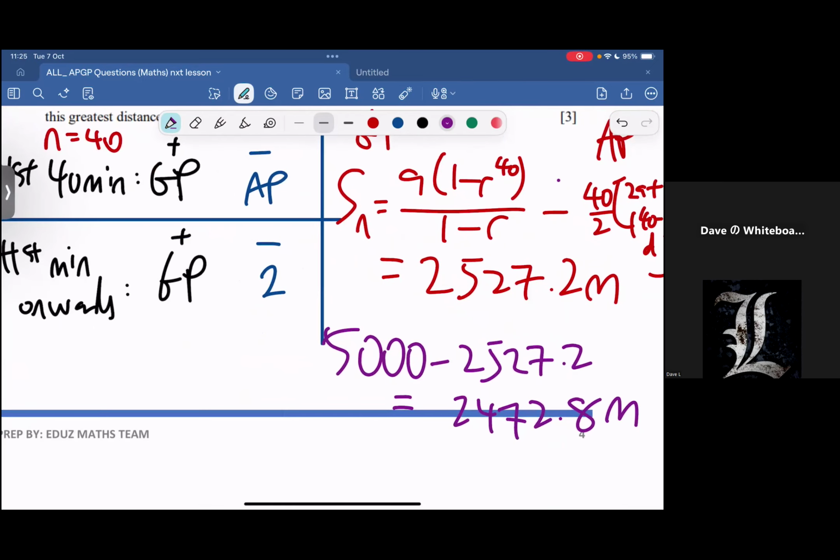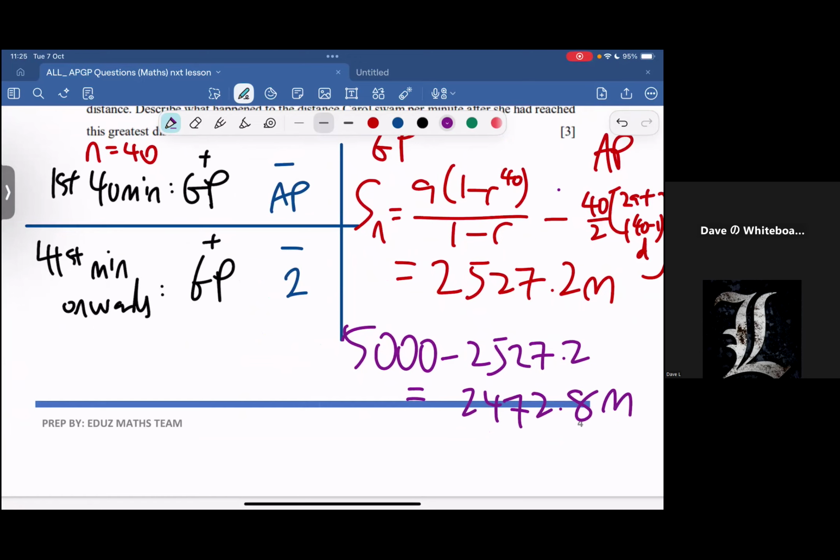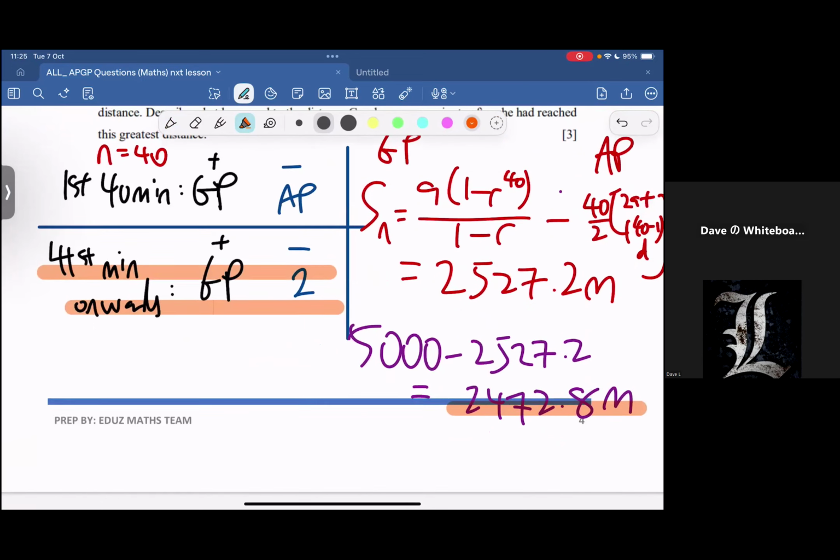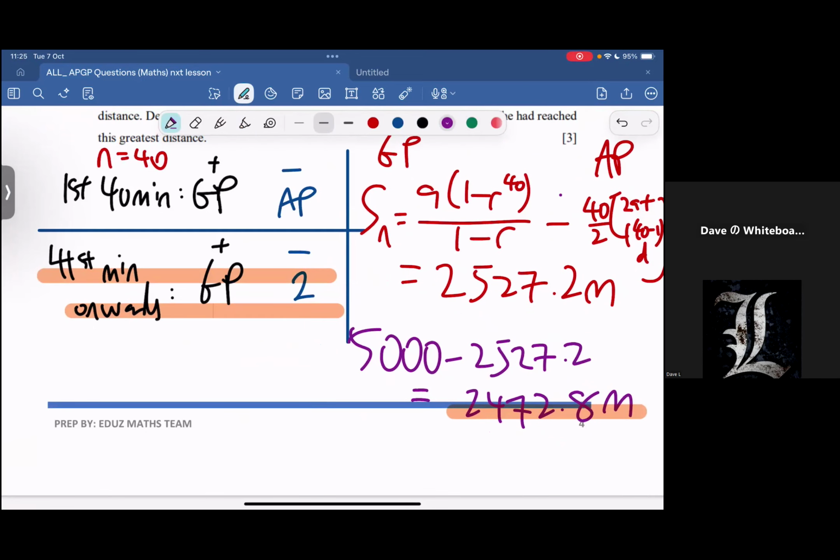You find the total distance swum and pushed back by 2 meters per minute. That one equals 2472.8. You can then find the n for this shaded part here, meaning I'm trying to find the n for this 2472.8. So what do we do here? The 41st minute means the sum of the GP term.